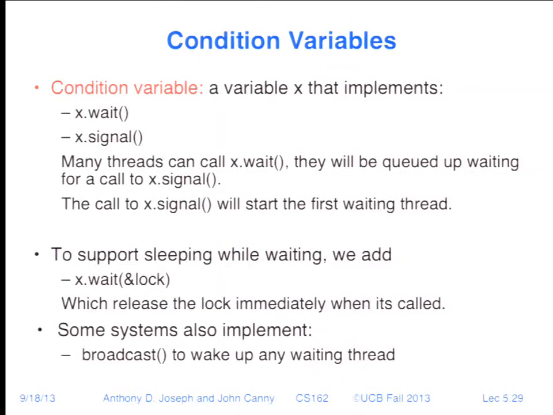All right, so the condition variable, in the book, they just have the basic condition variables with wait and signal, the idea being that threads that have used x.wait get queued up, waiting for somebody else to do x.signal. And the signals cause the waiting threads to continue in the order that they're waiting on the queue.